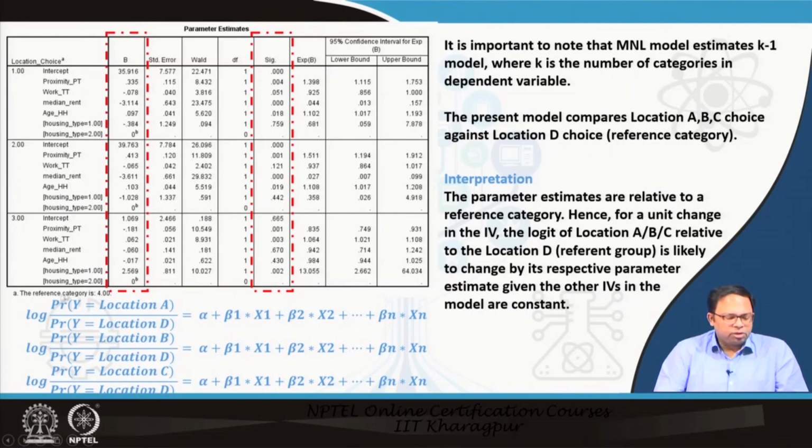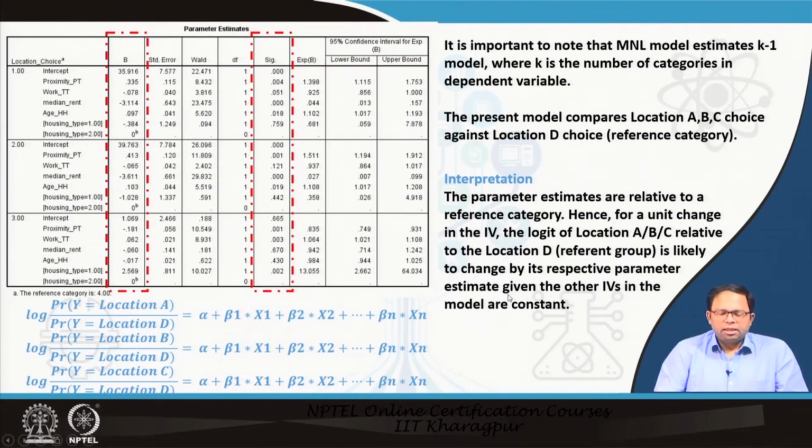That is being shown over here, where the log of probability of location A divided by the probability of location B is given by this particular utility function developed for each of these models. If, keeping everything constant, I change one value, it will give me this particular change in the probability of location A compared to location D. So this is how the MNL model has to be interpreted.